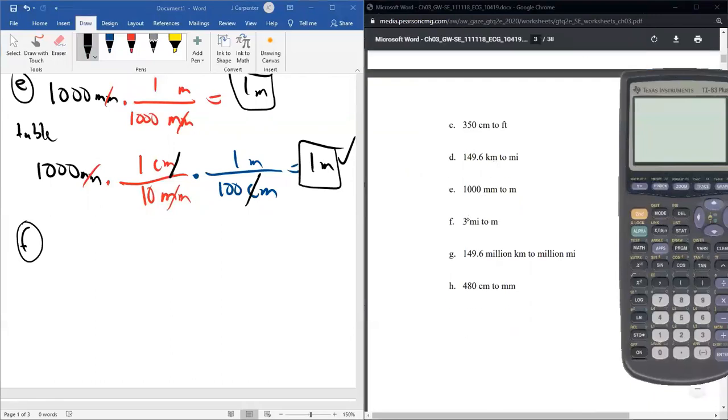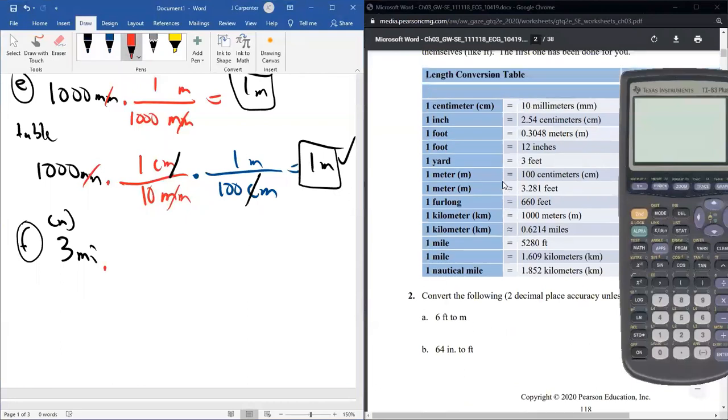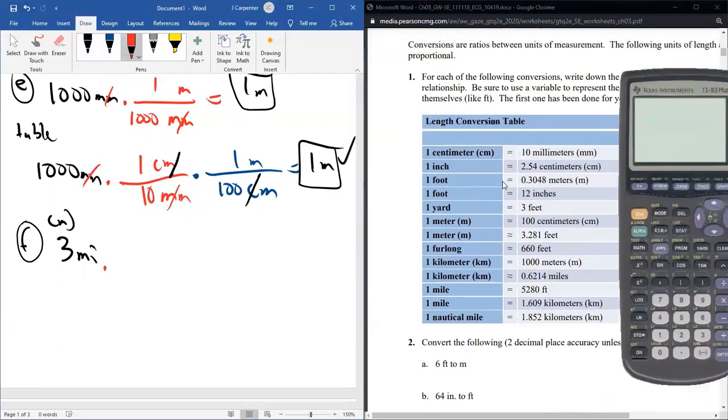All right, 3 miles to meters. So again, the little thing in parentheses is just saying what I'm converting to. So if there's something above that goes directly from miles to meters, that would be awesome. Google would probably have that as well, but we're going to ignore Google. We're just going to go with the table for good practice.